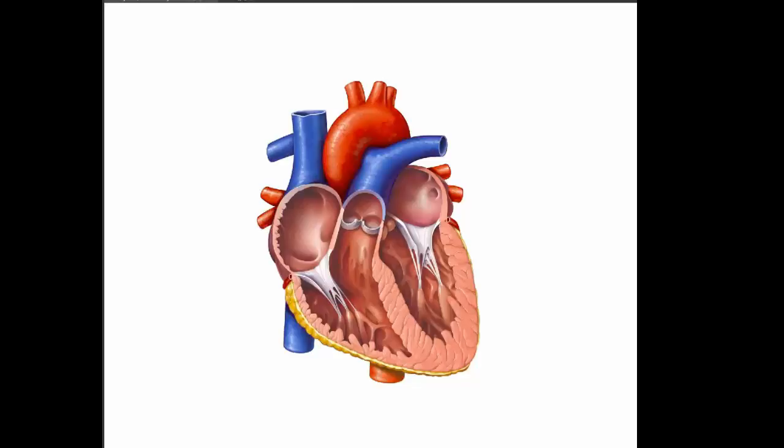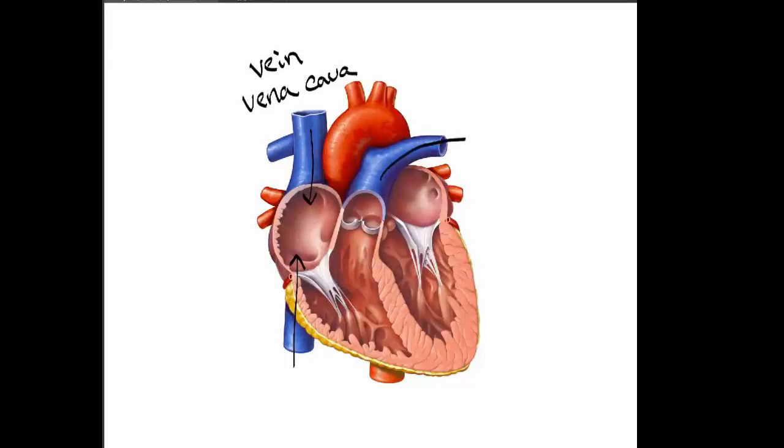So now let's start over by looking only at the blood vessels. The blood vessels that bring the blood to the right side of the heart are called the vena cava. And they are a type of vein. So veins are always blood vessels that carry the blood towards the heart, and then arteries are blood vessels that take blood away from the heart.